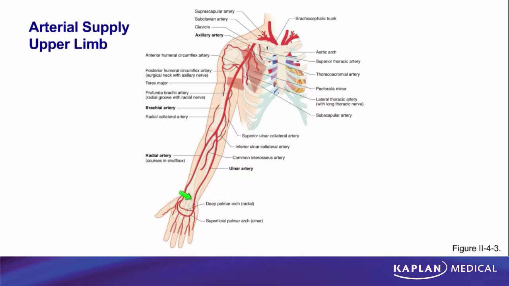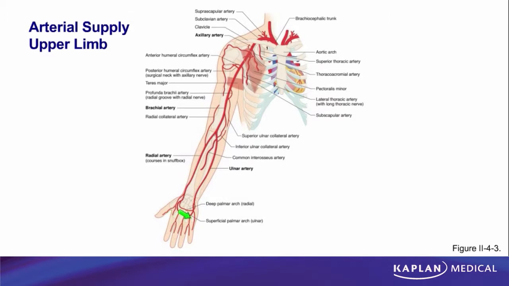And that's why it's acceptable to harvest the radial artery. It's being done fairly routinely now. The radial artery is often harvested as a graft for coronary artery bypass, because you can get by without a radial artery as long as you have those collaterals.